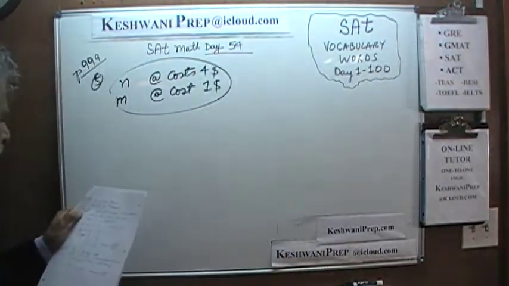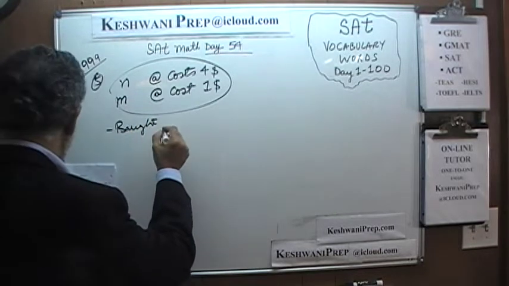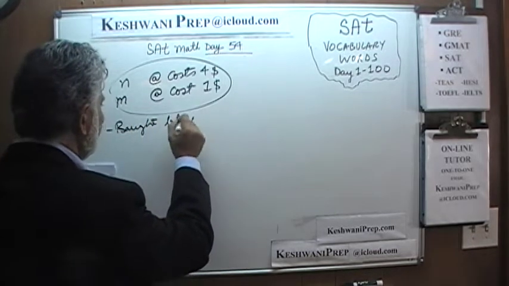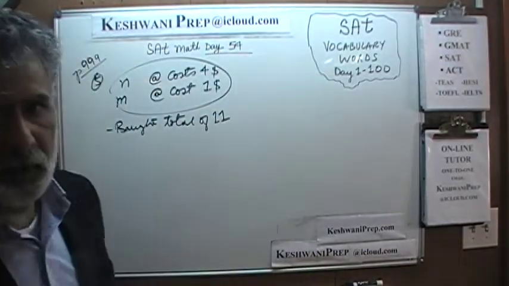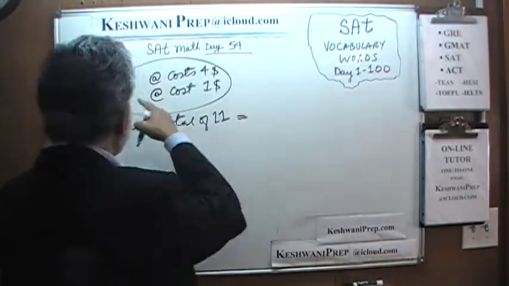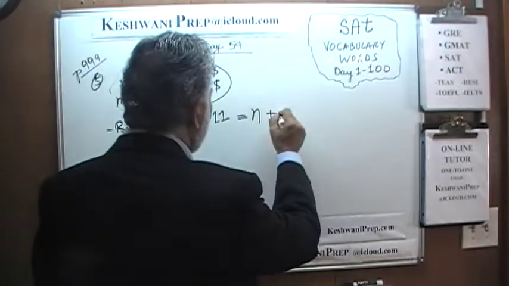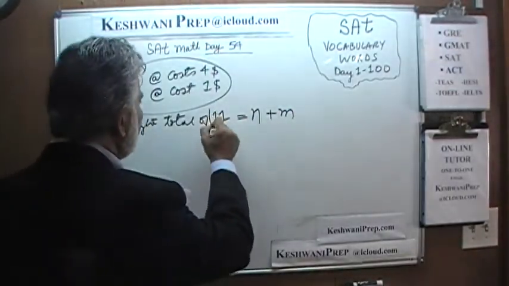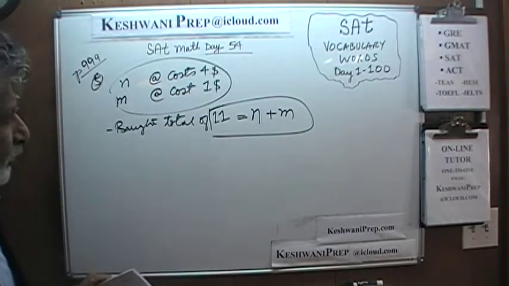We are further told that we bought a total of 11 articles, newspapers and magazines, total of 11. There is your first equation. If you bought a total of 11, and since we are buying n newspapers and m magazines, there you go. That's your first equation. Newspapers and magazines.